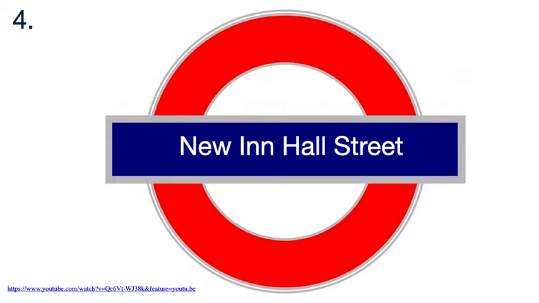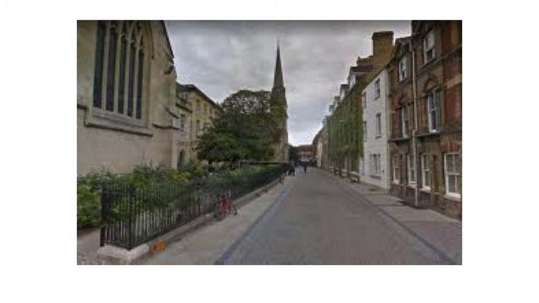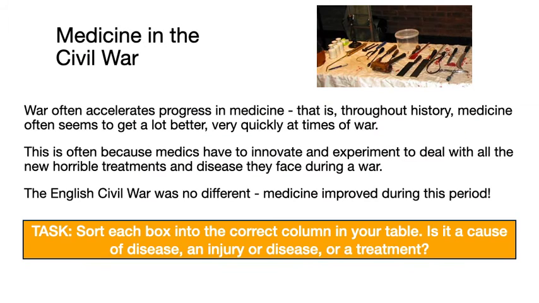We're now moving on to New Inn Hall Street. Now, if you know Oxford at all, New Inn Hall Street is the street that you would walk between to move from the Odeon Cinema or near the market if you wanted to go up to the new fancy Westgate Shopping Centre. New Inn Hall Street, however, in the English Civil War, was the site of a hospital. So we're going to start looking at what medicine was like during the Civil War.